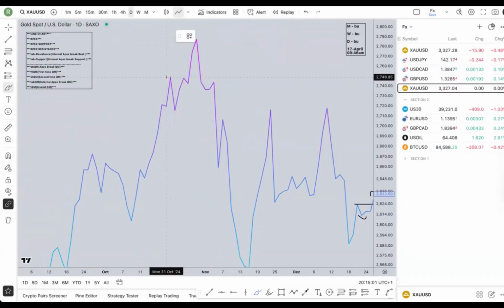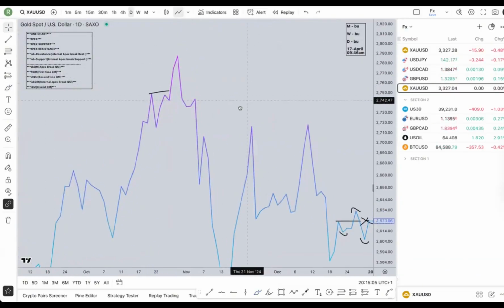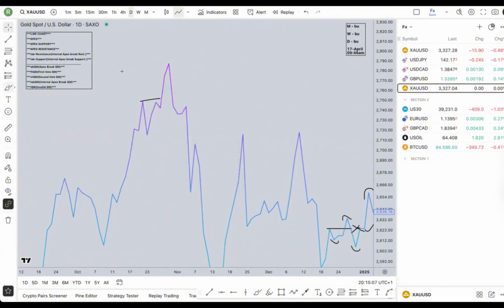If you look at this, there was a break here. So that is, we have an apex resistance. We have this one here, which is an apex resistance because, no, not an apex, this is IAB resistance because it led to this breakout here. This is IAB resistance. This one is an apex resistance, external apex support.